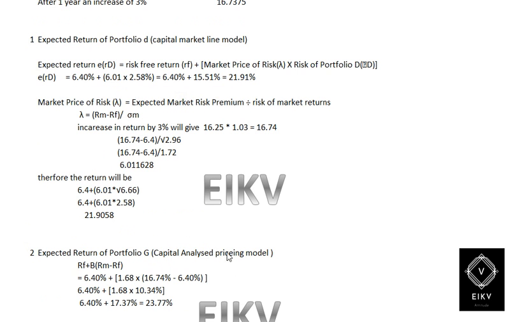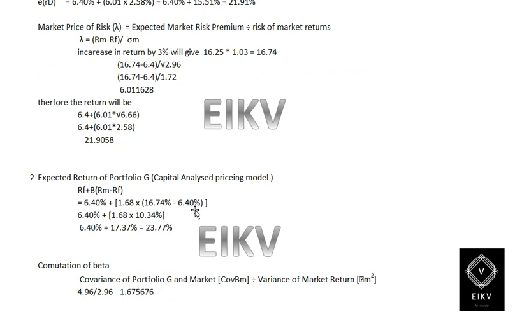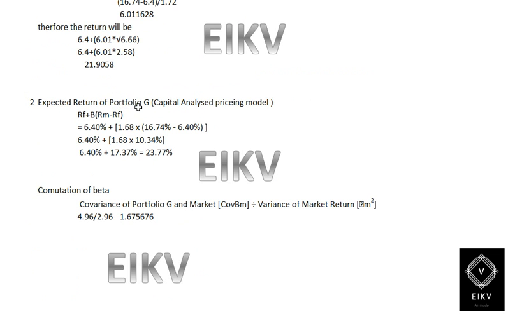Going further, the second question is the expected return of portfolio G, which is computed under CAPM, that is the capital asset pricing model. So the formula would be Rf plus beta into Rm minus Rf, which would be 6.40 plus 1.68 into 16.74 minus 6.4. So it would be 23.77.